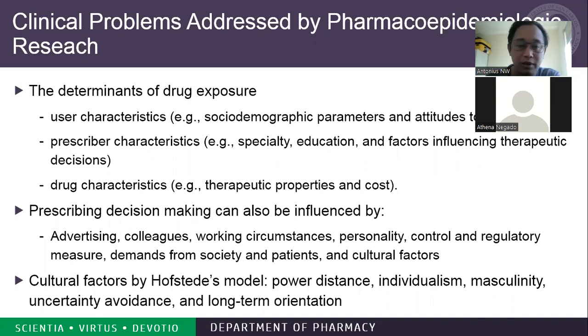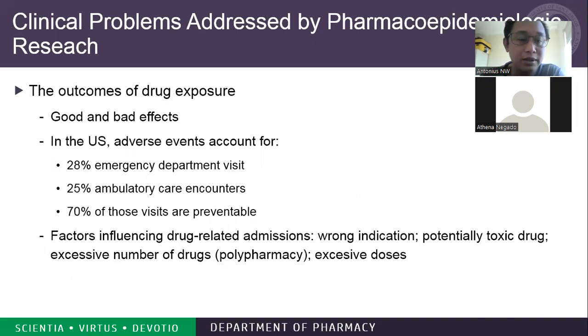Okay, and the last one is the outcomes of drug exposure. By the outcomes, we go back to the definition of pharmacoepidemiology, that it studies the effects of drugs. Drugs may have good and also bad effects. The bad effects themselves, we can call the study of pharmacovigilance.